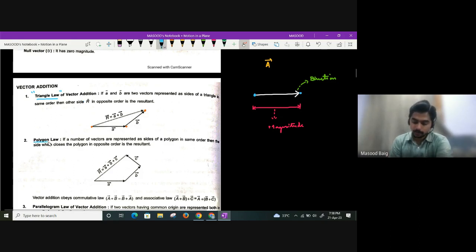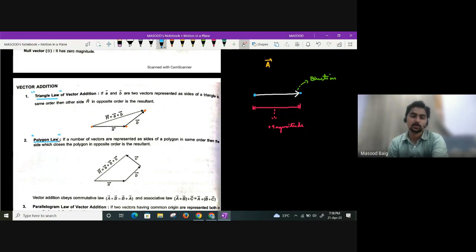Then we have the polygon law. What does the polygon law state? If you have n number of vectors represented by n sides of an open polygon taken in the same sense, then the resultant will be represented by the closing side taken in the opposite sense.